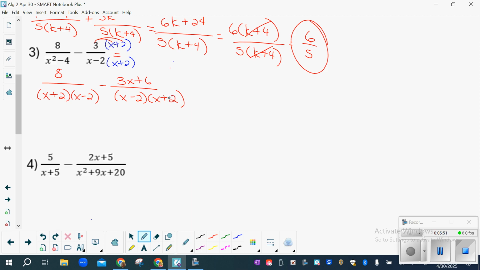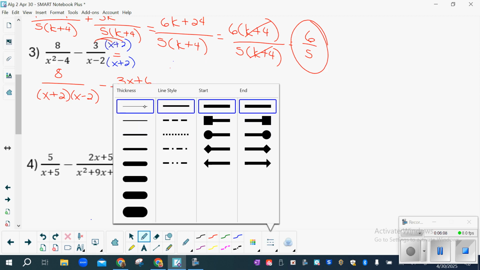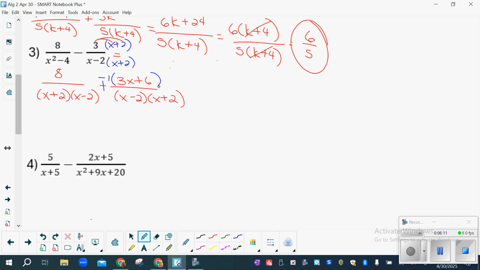Okay, so pay attention to this one, because this stuff is a little bit tricky. This is subtraction here. So when I subtract, am I only subtracting the 3x, or am I subtracting that whole numerator there? Subtracting the whole numerator. So I need to distribute that negative to both of them. So that's like a -1 times this here. So I'm going to write it out again, just to make it clear. We have 8 over x plus 2 times x minus 2, and then plus -3x minus 6 over x minus 2 times x plus 2.